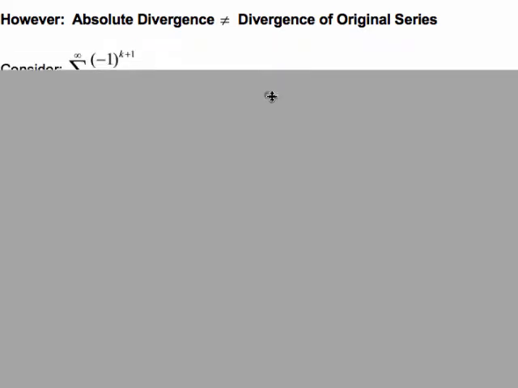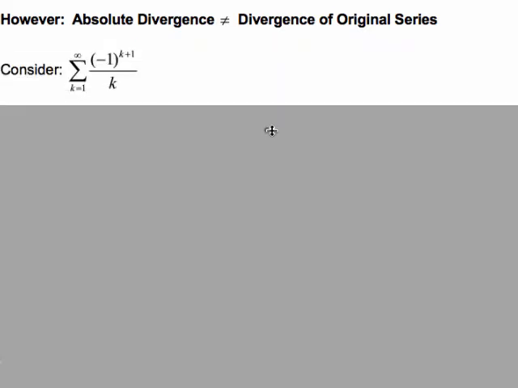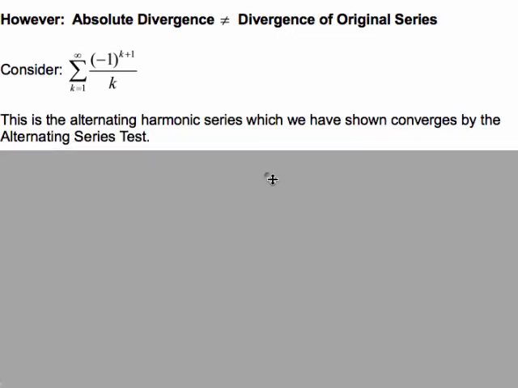Now, as great as that theorem is, you need to be careful with it, because what the theorem does not say is that absolute divergence does not equate to the original series diverging. Here's an example of that. So let's consider this series. It's an alternating series, and in fact it's the alternating harmonic series. And we've previously shown that this alternating harmonic series converges by the alternating series test.